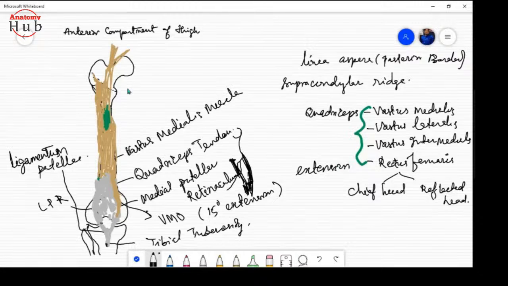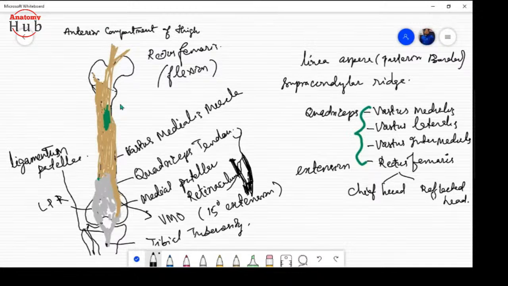But here you will see the rectus femoris crosses two joints, one is the hip joint and the other is the knee joint. That means this rectus femoris helps in flexion and extension, because it crosses the knee joint also. So rectus femoris flexes the hip, and it extends the knee.